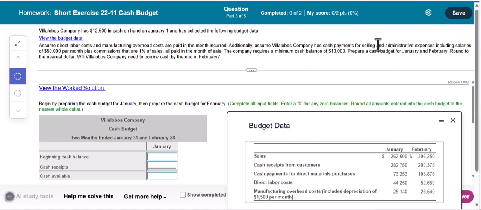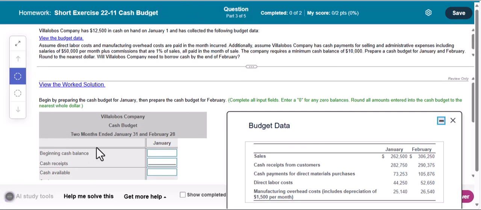And we have some additional cash payments here for the selling and administrative expense, including salaries, all paid in the month of sale. So for each month, those will be allocated in the month that they were incurred. And then the company requires minimum cash balance of $10,000. So we'll see at the end of the month here, if we find out we don't have $10,000, we need to borrow some money to get to that minimum of $10,000. So we need to start with our beginning cash balance, and that's given to us here up in the words. So $12,500 in cash on hand at January 1st.